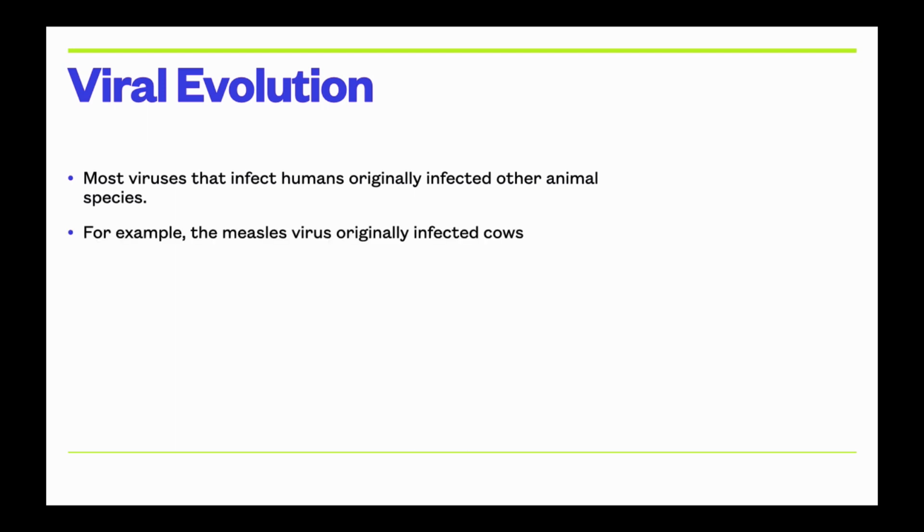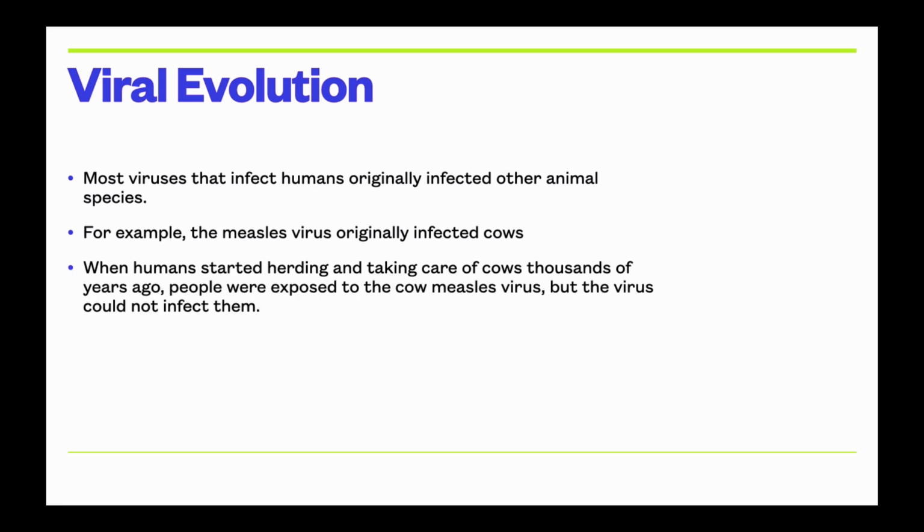Okay, for example, the measles virus, and I think most of you have probably heard of the measles. The measles virus originally was a virus that only infected cows. Okay, and that means that when humans, thousands of years ago, domesticated and started herding cows, they came into contact with the cow measles virus, but this virus couldn't infect them.